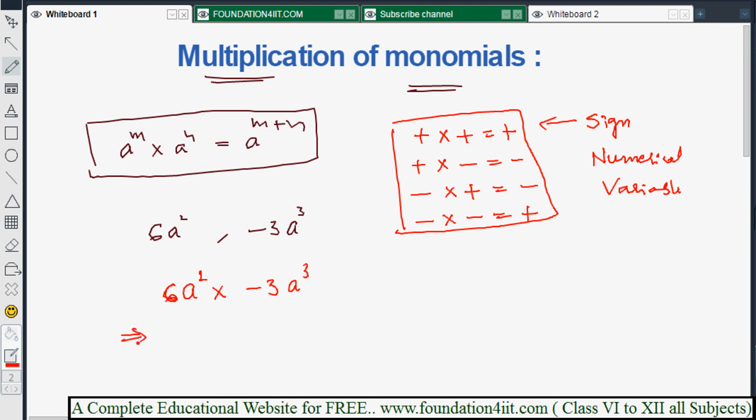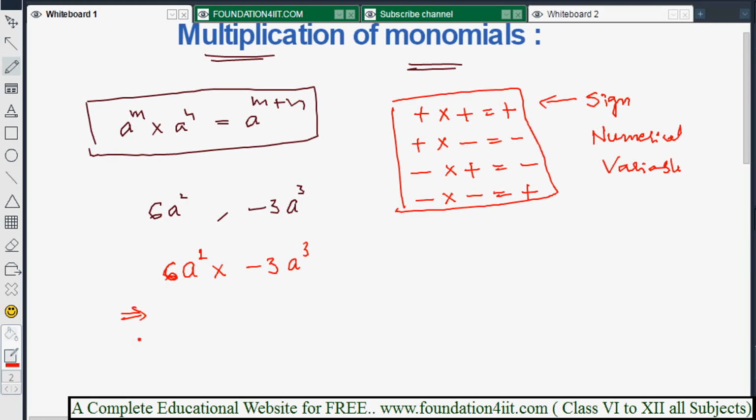First step is you need to multiply the sign. Plus into plus is plus, plus into minus is minus. Here the first term is positive; if there is no sign, it's a positive term. And next is negative. So plus into minus is minus. So the sign is negative now. Overall solution sign is negative.